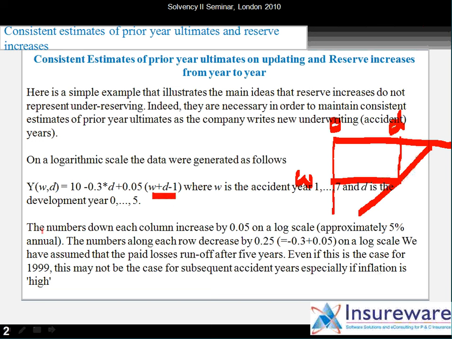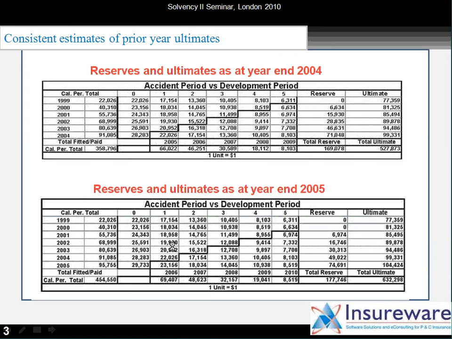So over here we've got data that is deterministic. On the logarithmic scale there's a level of 10, there's a decay of 30%, and there's a calendar year trend say of 5%, which is constant. So this is deterministic data. And we also know that calendar year trends, the 5%, project on the accident year and the development year. So here are the numbers based on this deterministic equation.